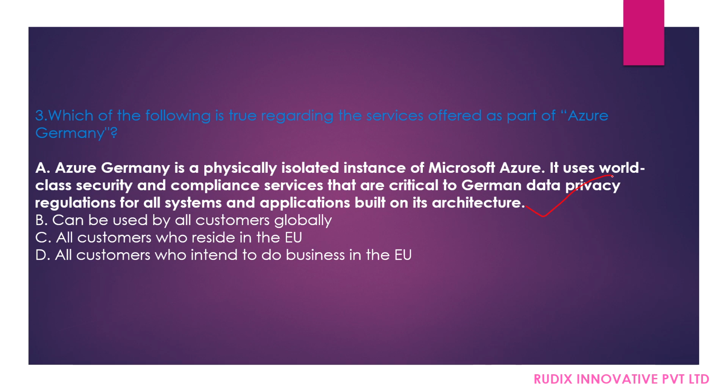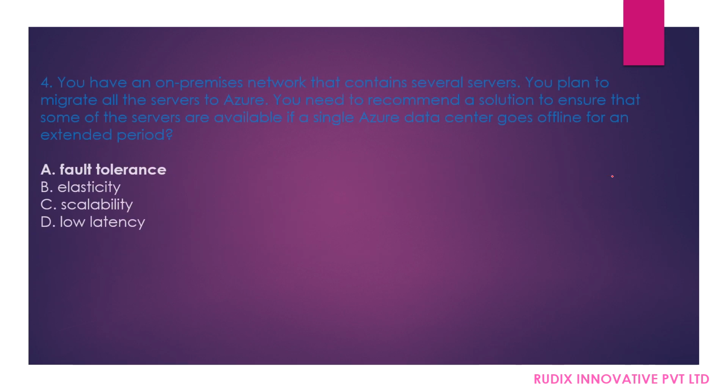Next question. You have an on-premises network that contains several servers. You plan to migrate all servers to Azure. You need to recommend a solution to ensure that some of the servers are available if a single Azure data center goes offline for an extended period. The given options are A, fault tolerance, B, elasticity, C, scalability, D, low latency. So the correct answer is fault tolerance.